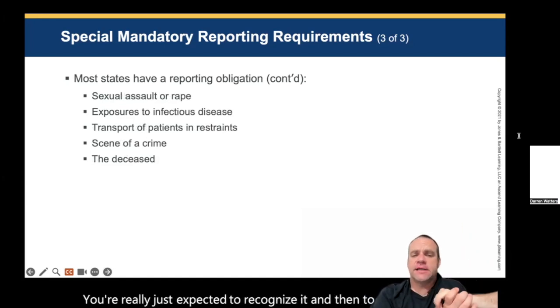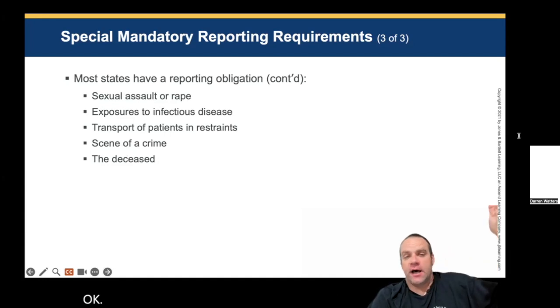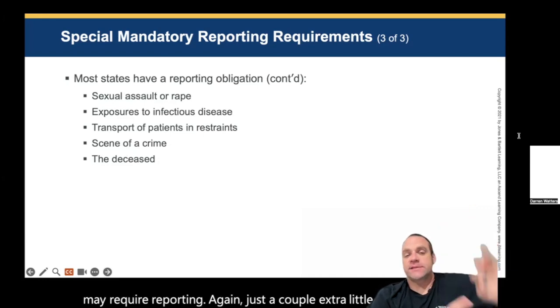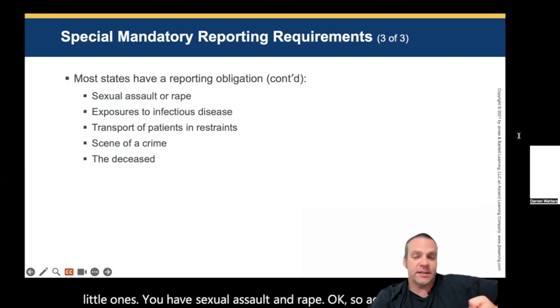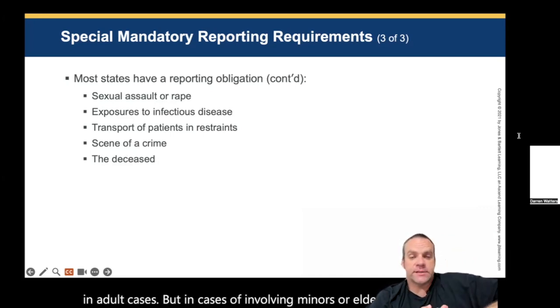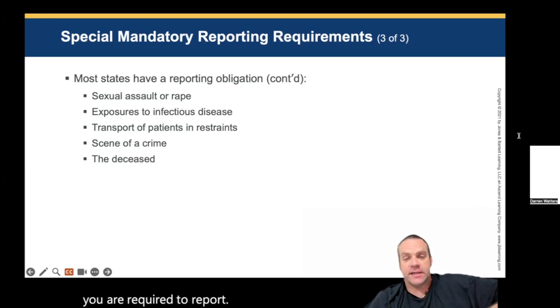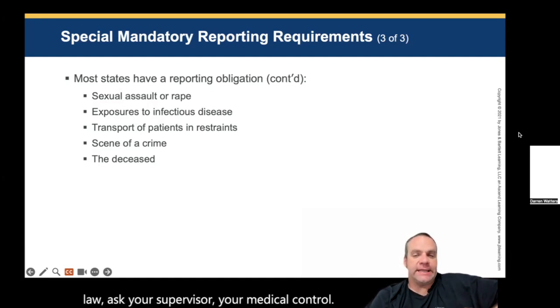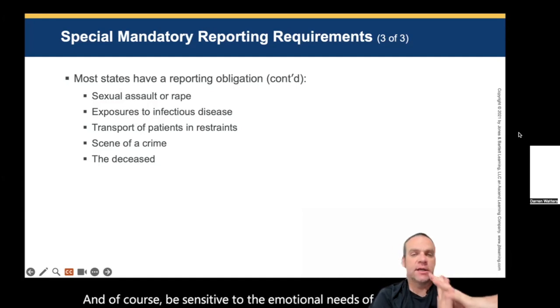Finally, here are a few situations that may require reporting. Again, just a couple extra little ones. You have sexual assault and rape. In most states the decision to report lies with the patient, especially in adult cases. But in cases involving minors or elders, usually you are required to report even without the consent of the patient. So check your state law, ask your supervisor, your medical control, and of course be sensitive to the emotional needs of the patients in that situation.